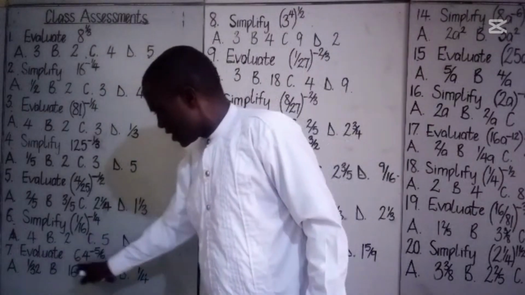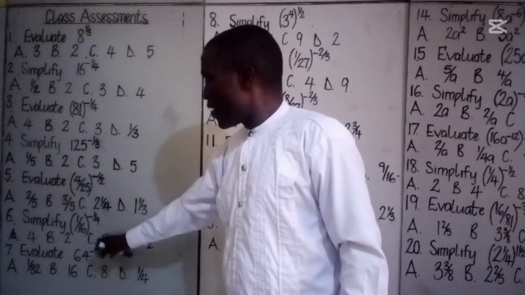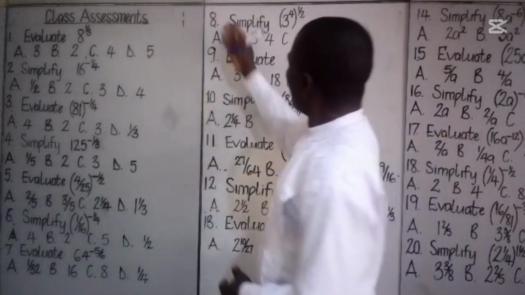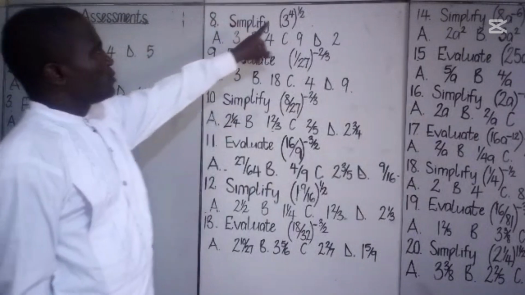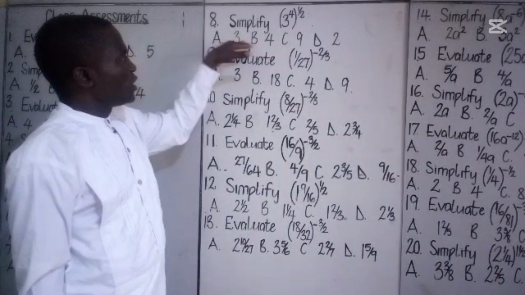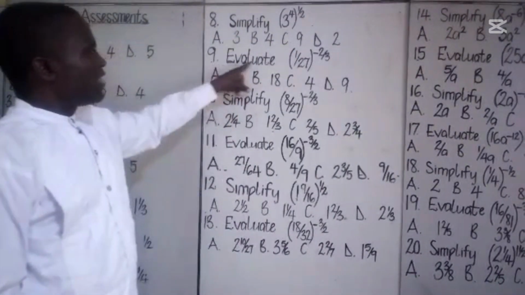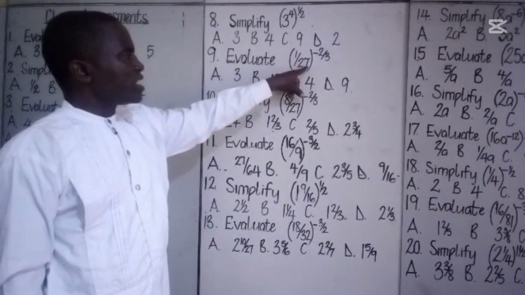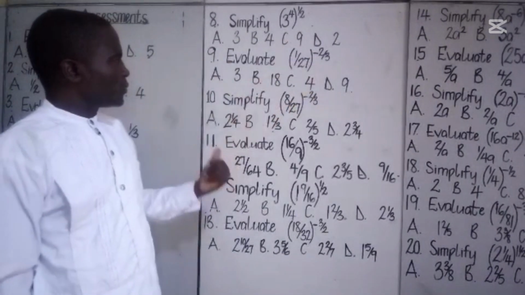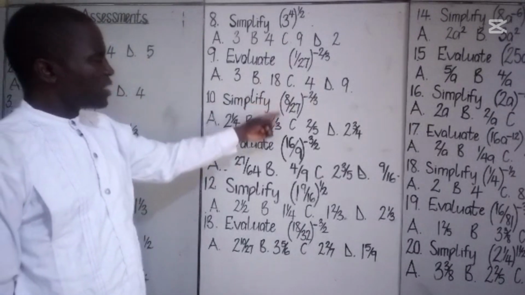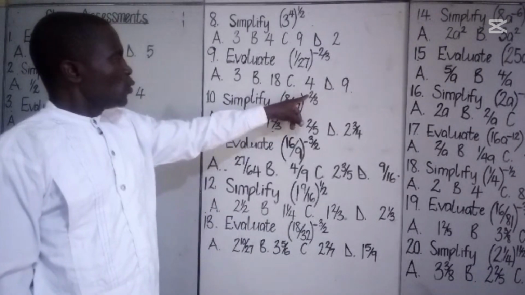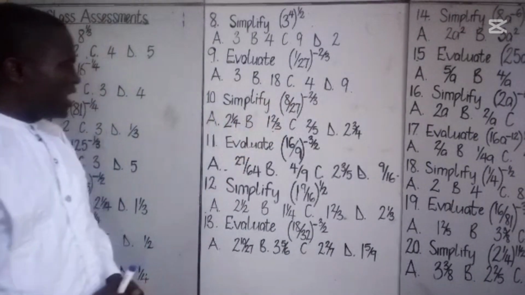Number 7. Evaluate 64 raised to power minus 5 over 6. Choose out of the option provided. Number 8. Simplify bracket open 3 raised to power 4 bracket close raised to power 1 over 2. Here are the options. Number 9. Evaluate bracket open 1 over 27 bracket close raised to power minus 2 over 3. Here are the options. Number 10. Simplify bracket open 8 over 27 bracket close raised to power minus 2 over 3. Here are the options.